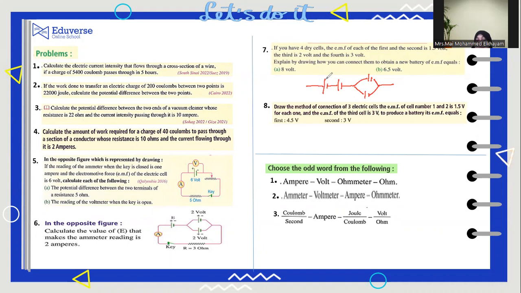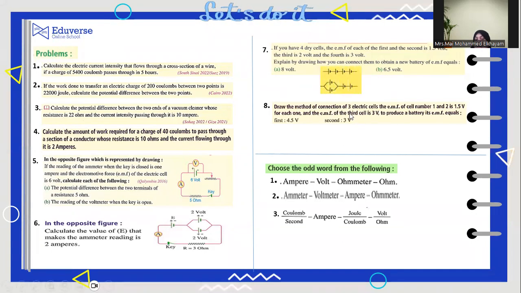Don't forget to write the numbers because this differs for sure. I have 3 volt, 2 volt, and here 1.5 volt and 1.5 volt. Let's check this. 3 plus 2, 5. 5 plus 1.5, yes, 6.5 volt. Okay, let's go.